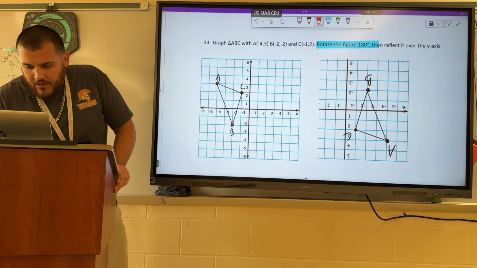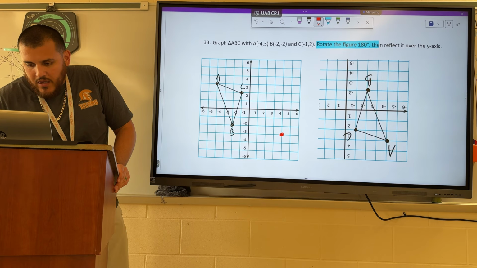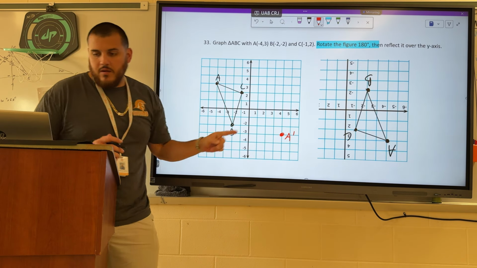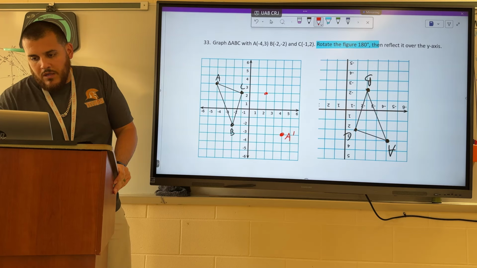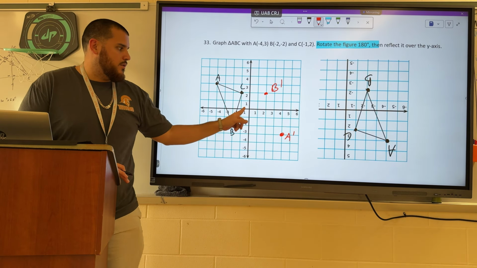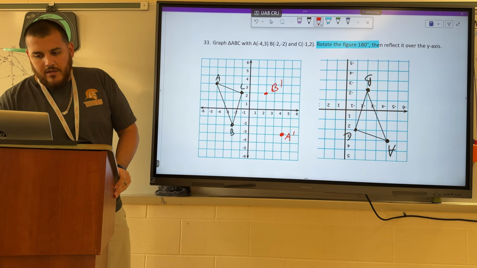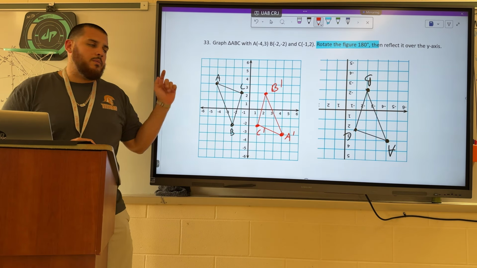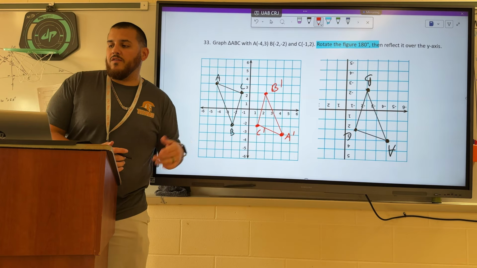I'm going to go right 4, down 3, and graph my A prime. Point B is to the right 2 and up 2, so right 2 and up 2. There is B prime. C prime is right 1, down 2, so I'm going to go right 1, down 2. There is C prime. That's rotating by hand. You can physically turn your paper, figure out how far they are from the origin, turn your paper back, and then graph them. That's my first image.